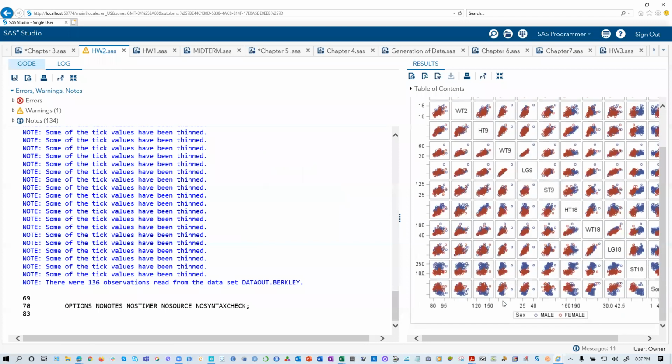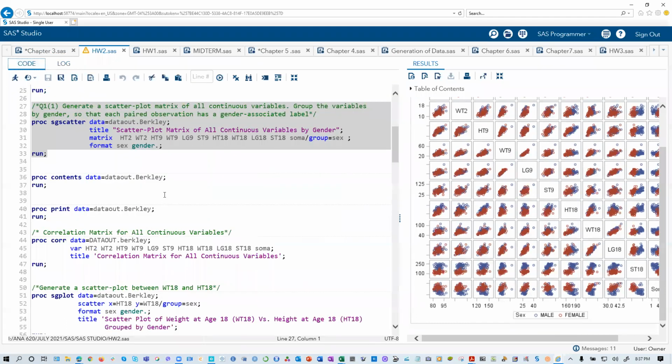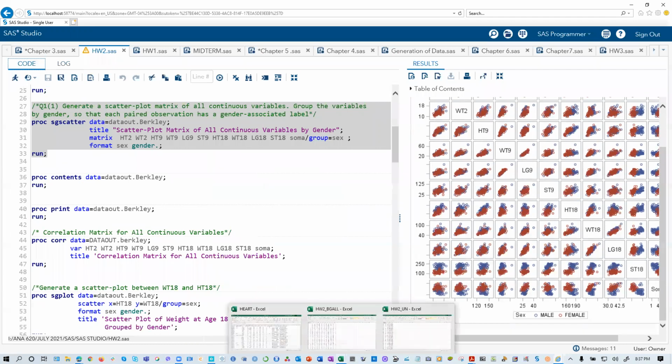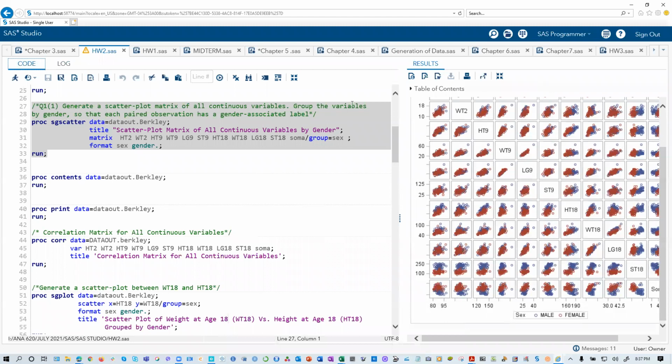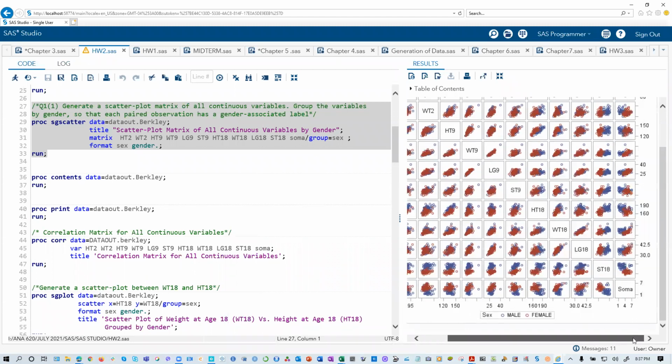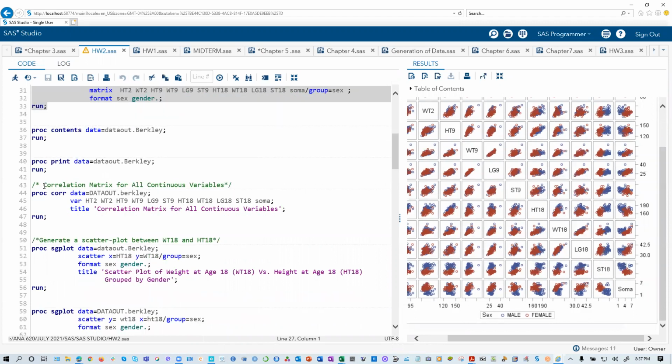You see that one, it has been given with male for the males and female for all the variables. All continuous variables, but I don't think this is a continuous variable. Is that a continuous? Sama is a continuous variable too, I think. Okay, so then we can get the contents and then the correlation matrix.